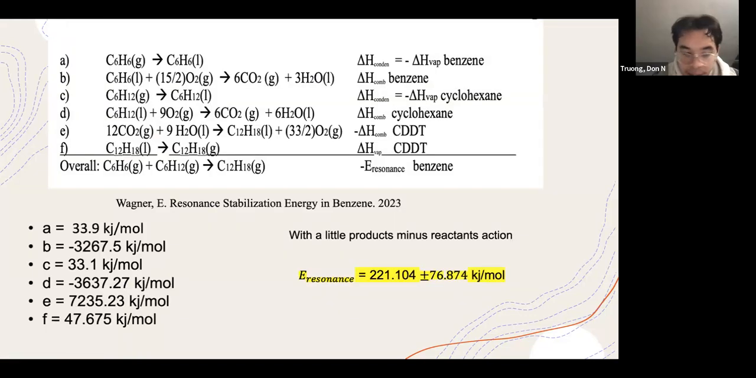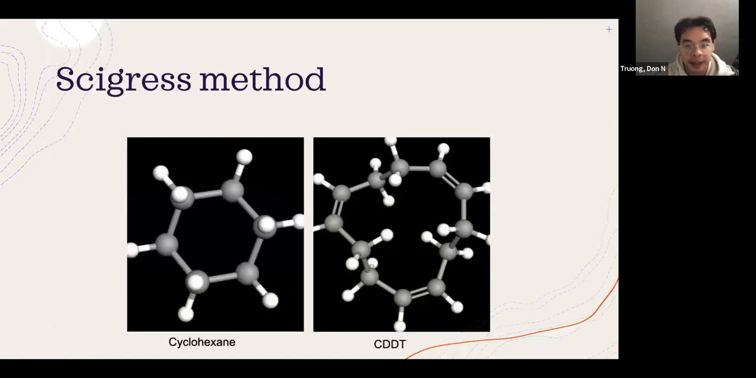And again, this shows our results of all the required numbers that we're able to achieve to find the resonance energy of benzene. And the bottom here shows what each value is and what step it correlates to. And we're able to get a value of 221.104 plus or minus 76.874 kilojoules per mole for the resonance energy of benzene. And then we're able to do Cygress.